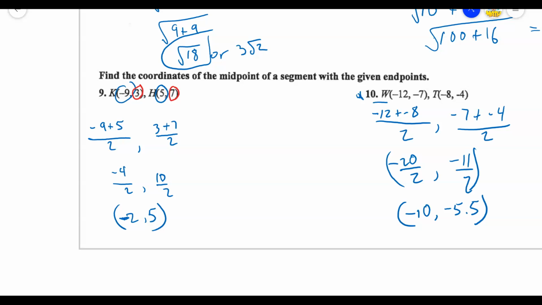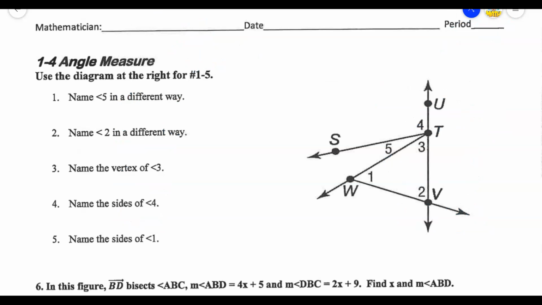Again, so think if we plotted these on graph paper and then we plotted this point, we'd see that this point lives right in the middle of those 2 points. Just add them together, divide by 2. That's midpoint. Okay, for distance, you're going to use Pythagorean theorem. Okay, and then finally, the last thing we talked about in this chapter were angle measures and then polygons.